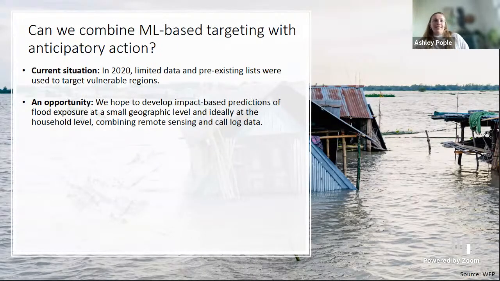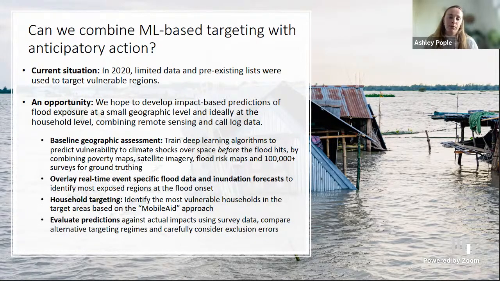So in my last 2 minutes, I just want to highlight two potential opportunities here. These are very early stage research projects that we're looking to develop. The idea is, can we take this mobile aid approach, which I've just described, and apply it to climate disaster response? What we'd like to do is develop impact-based predictions of flood exposure. Taking the Bangladesh case study and saying, instead of just using pre-existing registries, which is what WFP did, can we use this mobile aid approach to identify which households have baseline vulnerability, and which geographic areas have the baseline vulnerability to floods and are most likely to be impacted by a given shock in a given year? And then within those geographies, can we target households who need support?